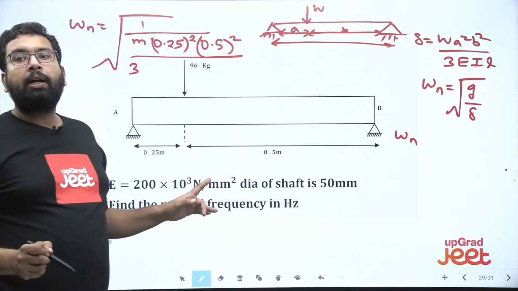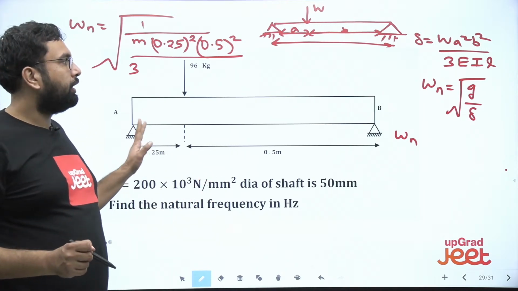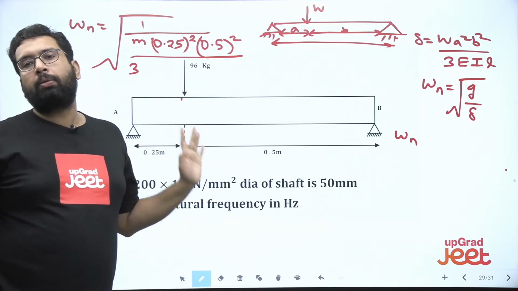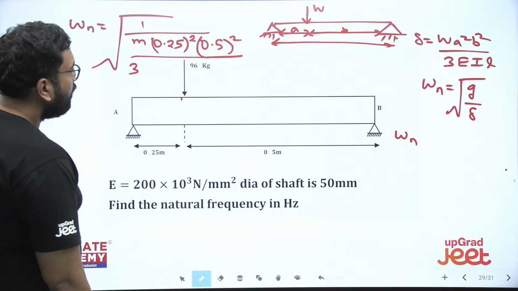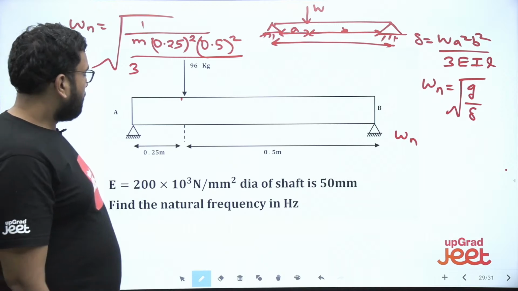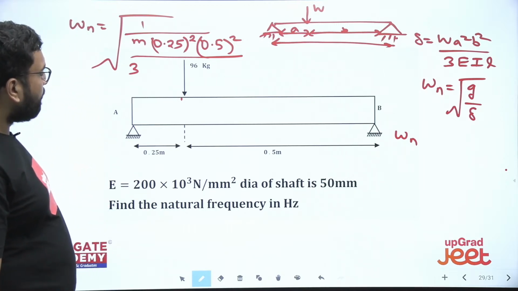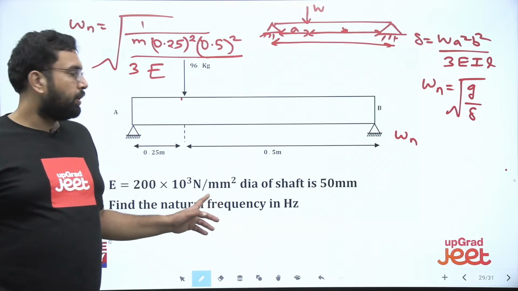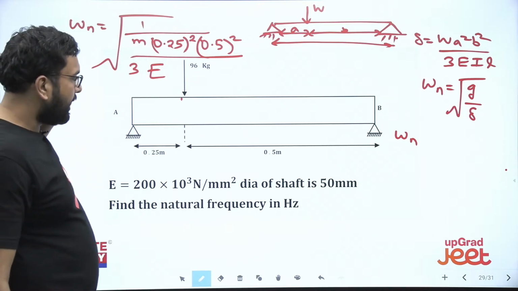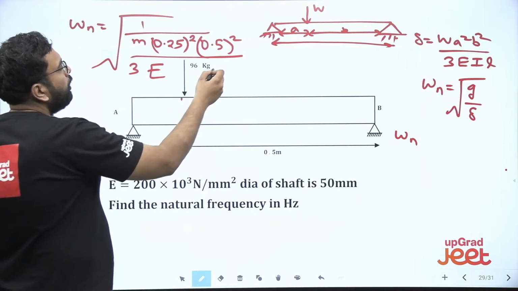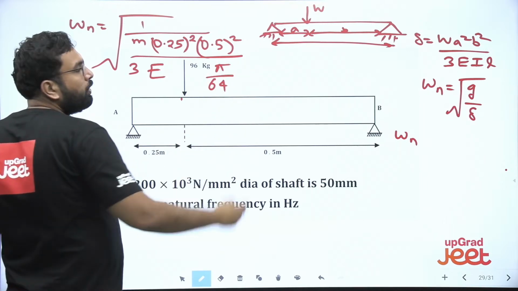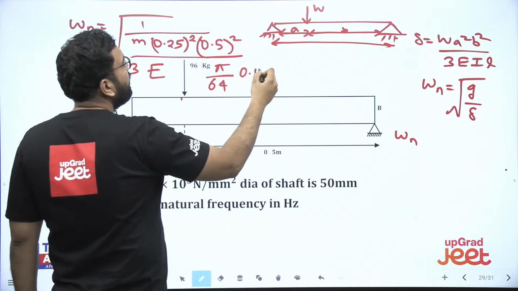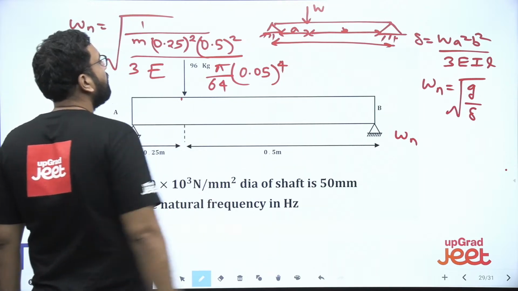We have to take the deflection under the load. Always in the case of a static deflection, we have to take the deflection under the load at all times. So we have the value of E, 200 into 10 to the power 3 Newton per mm square. You can put this E value. Remember to change it to meters, Newton per meter square, because you are putting everything like that. The diameter is 50 mm. What is the area moment of inertia of a circular cross section? That is pi by 64 into 50, and change it also to meters.